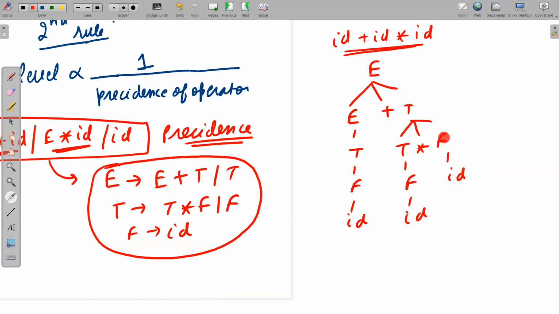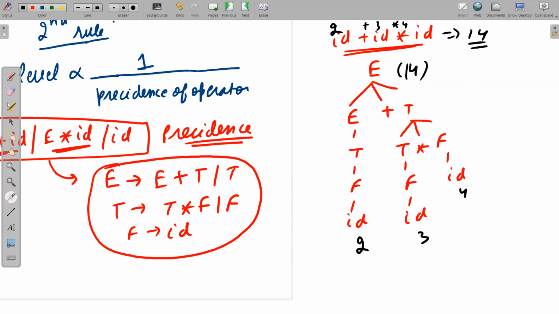To solve T, you have to solve T multiplied by F. So let me write it differently: 2 plus 3 star 4. How will we solve? See here carefully. First you have to do 3 star 4, and then you have to add it to 2. So finally you will get 14 as your answer, and you already know the answer should be 14. The star has more precedence because it is T plus T, and you have to solve this T first. So 3 star 4 will be done first and then it will be added to 2.